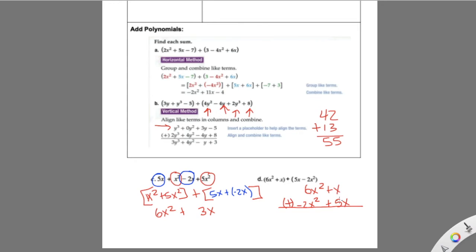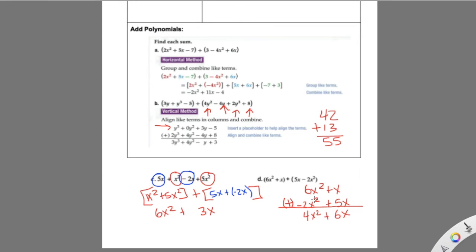So now I'm going to add straight down. So I have x plus 5x, and then 6x squared minus 2x. It's really plus negative 2x, but 6 is positive, 2 is negative, so I'm going to subtract. I get 4x squared, and then it's going to be positive because 6 is bigger than 2 and it is positive. So I have more positive than negative.